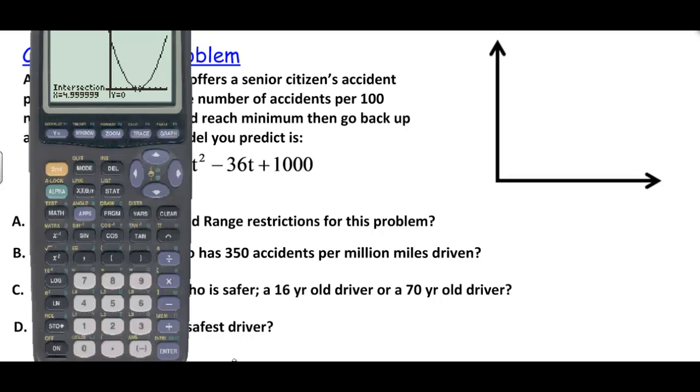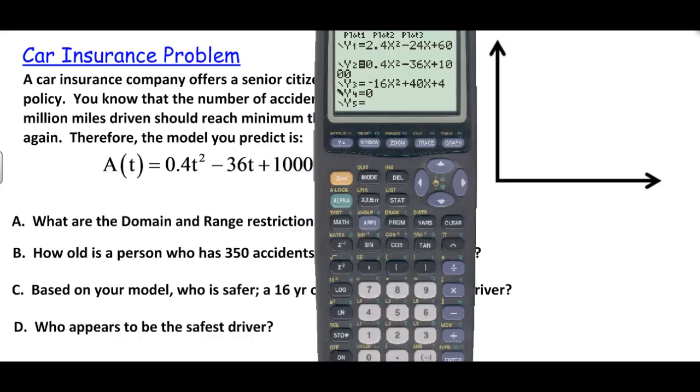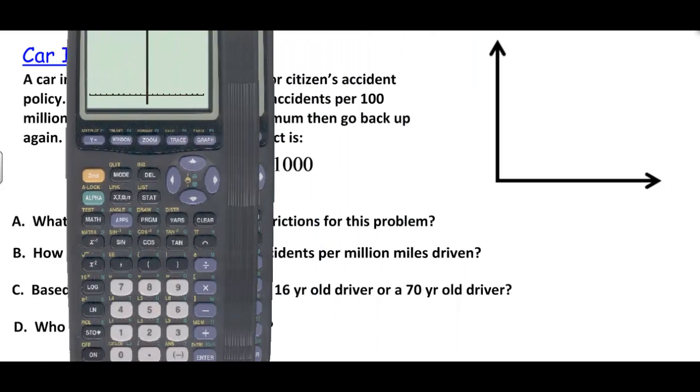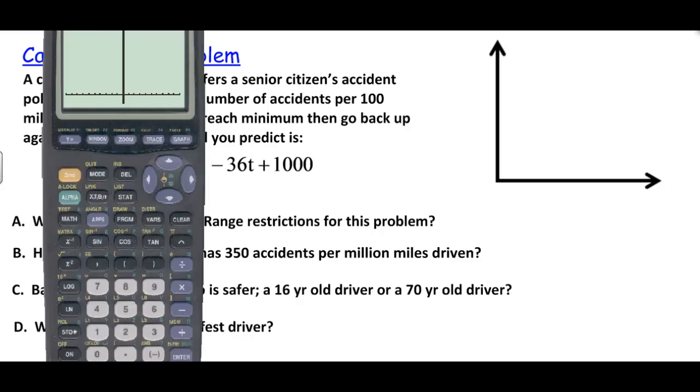So again, I'm going to go to my graph. I'm going to turn off the equations I don't care about now, just by hitting enter on it. And then I'm going to turn on our equation for this problem, which is 0.4x squared minus 36x plus 1,000. Now again, I just have my graph from my last one. Let's see if I can see anything. Well, I know that I have a y-intercept of 1,000, so I know I'm going to change my window. I only went up to 75, so that makes sense that I didn't see it.